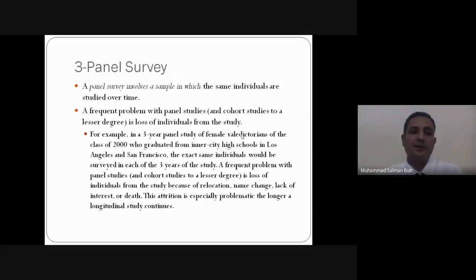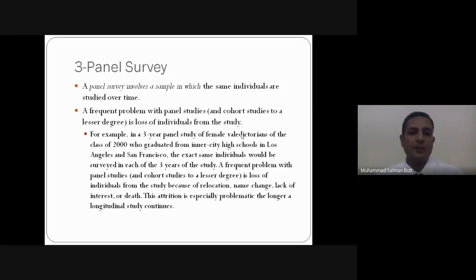And then that panel will be studied over a period of time, and then you will see their attitudes, beliefs, and behaviors over that period of time. A frequent problem with the panel study is loss of individuals from the study, as you are compelled in panel survey research not to make any changes in the population. So once an individual is lost or has died, or for some reason the participant is no longer traceable, then your panel survey research will be affected, and the result of that study will be affected.